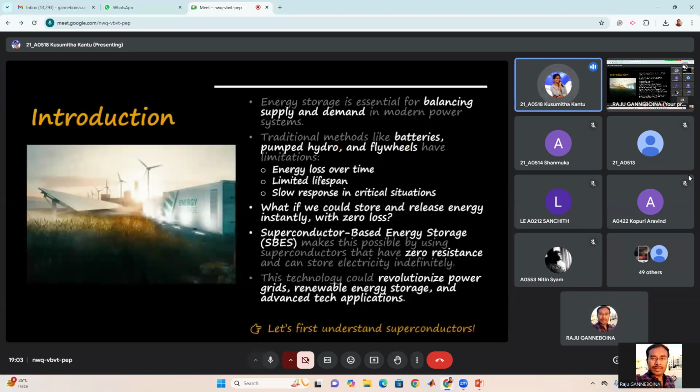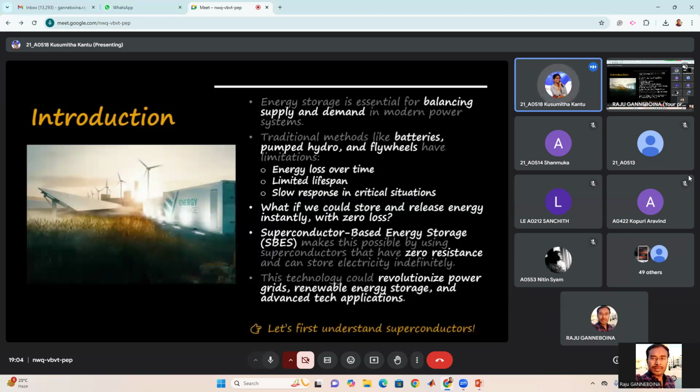Coming to the introduction of the SPES, energy storage is important. Energy storage is important to keep power systems running smoothly by balancing supply and demand. But traditional methods like batteries, pumped hydro, and flywheels have some problems. They lose energy over time, don't last long, and take time to respond when needed. So superconductor-based energy storage (SPES) solves these issues.